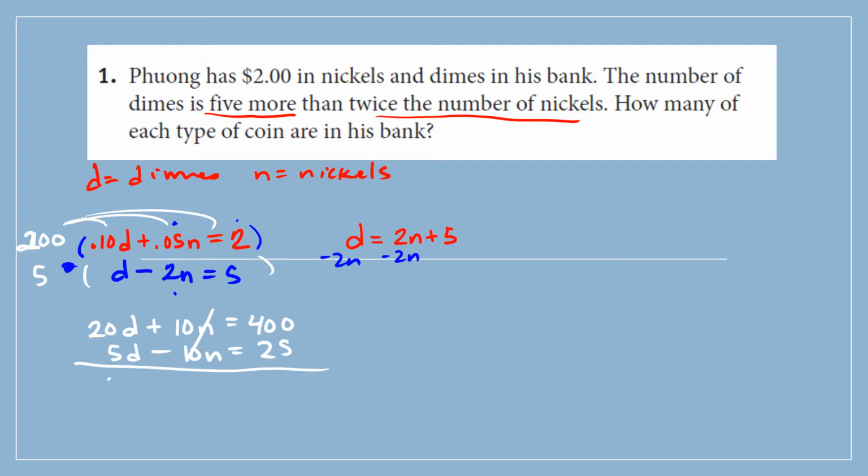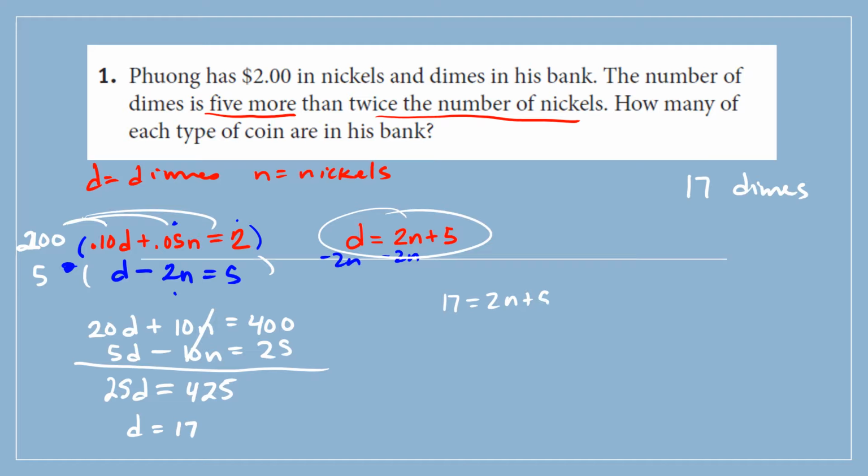So if these cancel out, I'd have 25d equals 425. So if I divide that, I'm going to get my number of dimes. So my dimes equals 17. So now I know I've got 17 dimes. Now I can plug that in here. I'm going to use this equation just because it's easy. 17 equals 2n plus 5. So if I minus 5, I'll get 12 equals 2n. So n must equal 6.